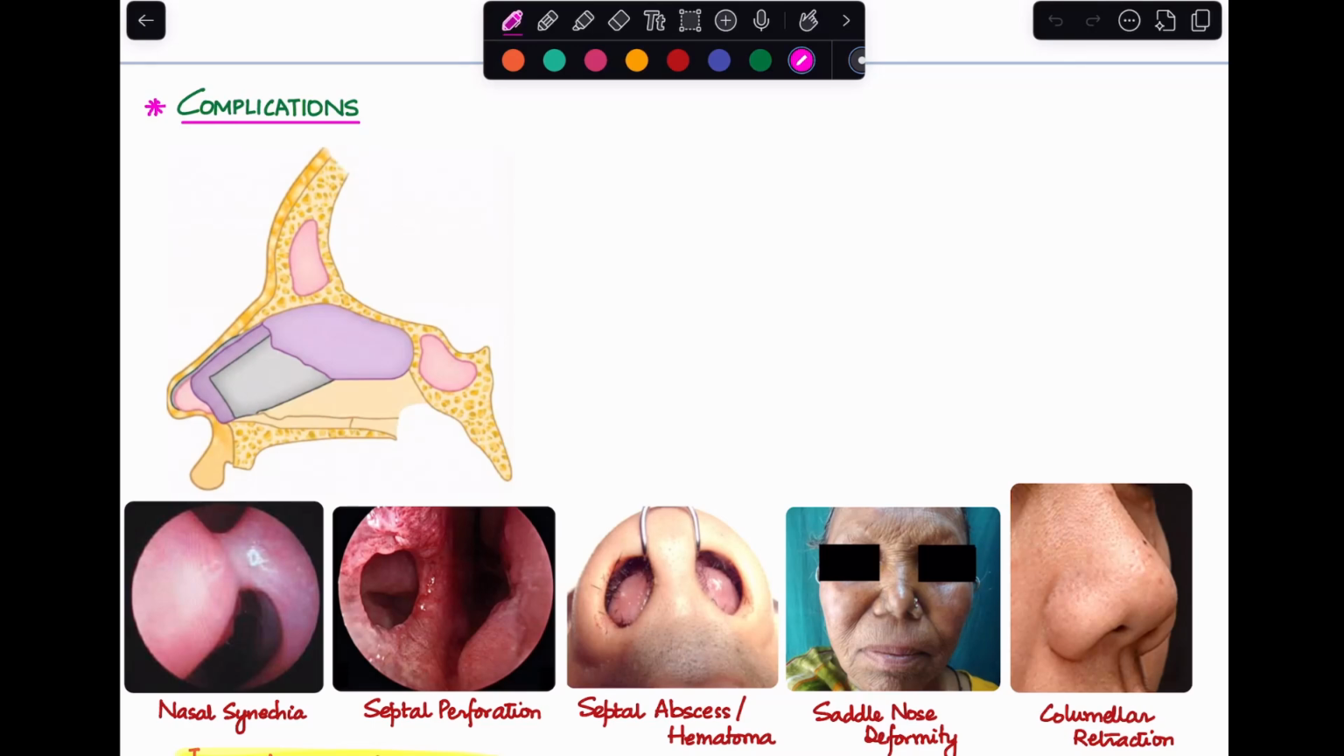Today we'll be finishing up the series on septoplasty. Today is day 3, and today we'll be talking about the different complications of septoplasty, and lastly we'll end with the different approaches that we can possibly have in septoplasty.